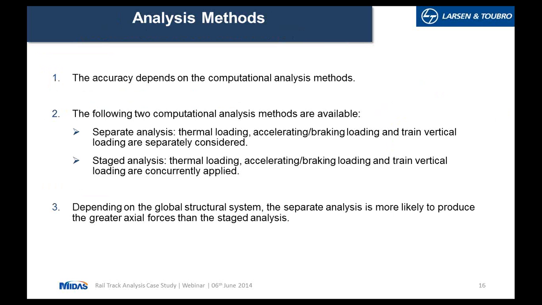Now, the accuracy of rail structure interaction depends on the computational analysis that we use. Both UIC and Midas adopt a separate and staged analysis approach. This has already been discussed in the previous webinar by Bodhi Rudra. In separate analysis, the stresses due to the three actions discussed earlier are separately calculated and added to obtain the summation of stresses. In staged analysis, the thermal loads are applied and then the train loads are applied. The former analysis method is more likely to give more conservative values of stresses. This is explained in the next slide.